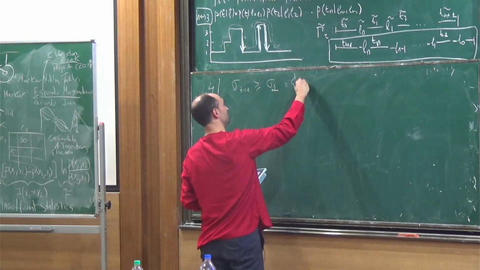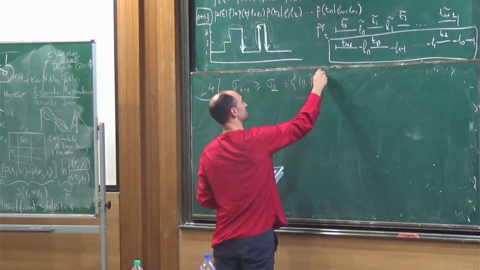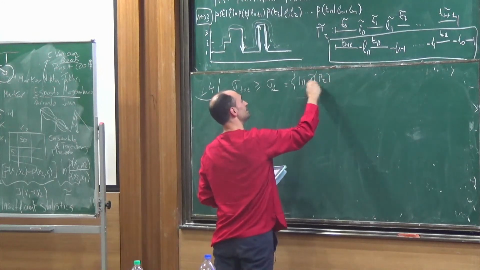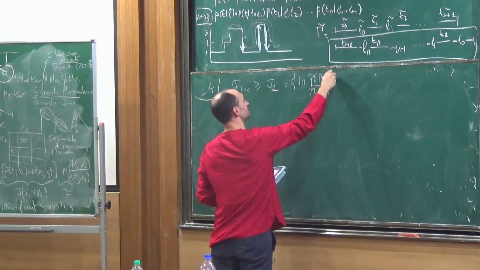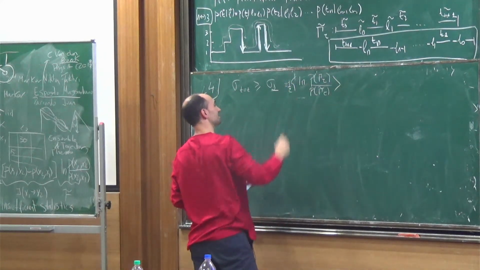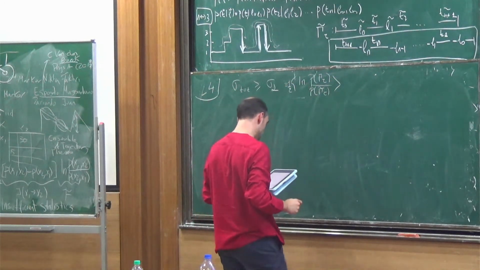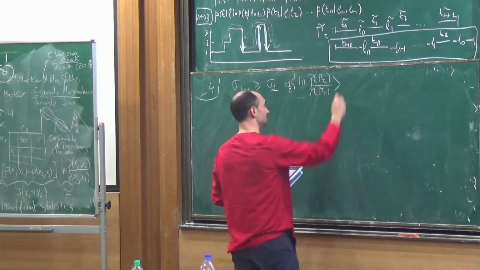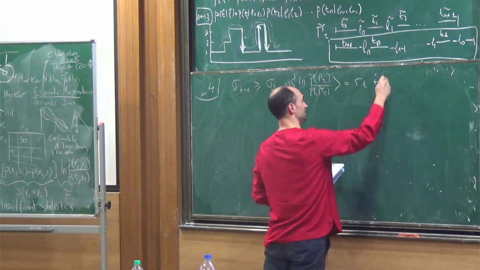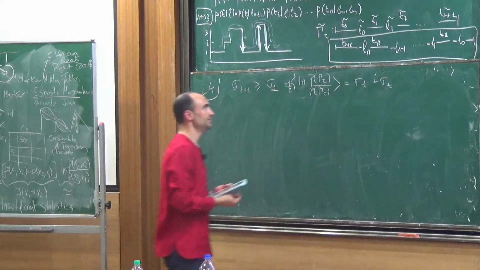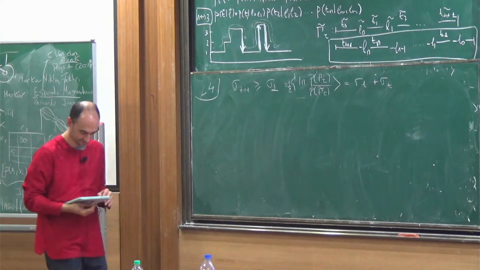Okay, this one will be the ln of the probability of gamma tau over the probability of gamma tilde tau, divided by tau. And this, I can write as sigma small l plus sigma t. Okay, and let me just tell you what is sigma l and sigma t.